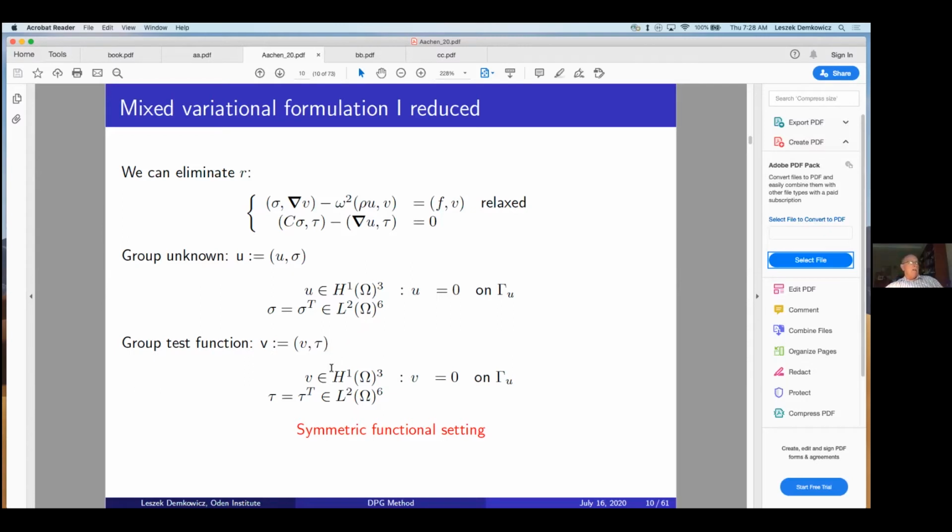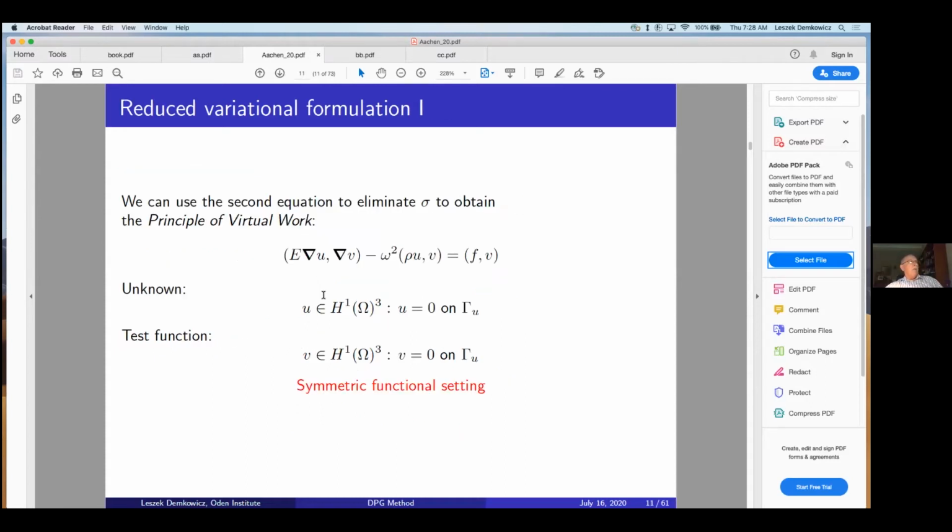So this is still a symmetric functional setting. You're solving for displacement and stress, and you are testing with functions coming from the same space. And finally, we arrive at reduced variational formulation one. And that's the classical principle of virtual work.